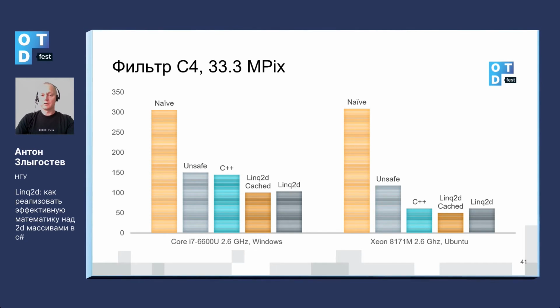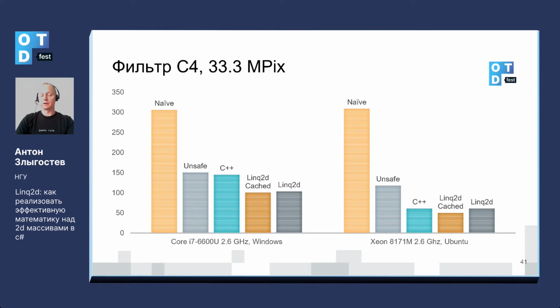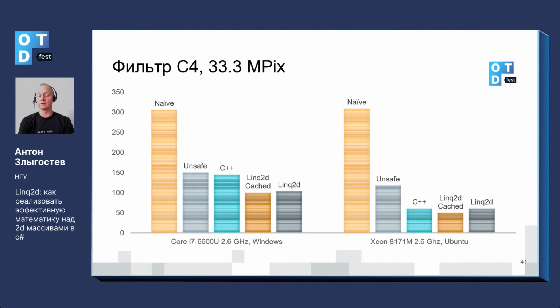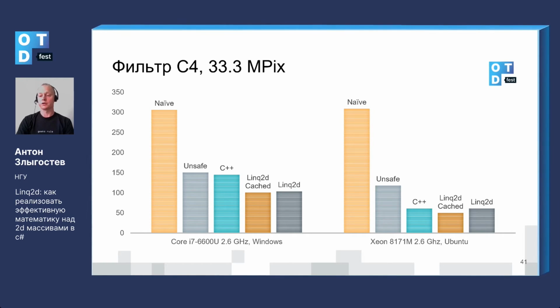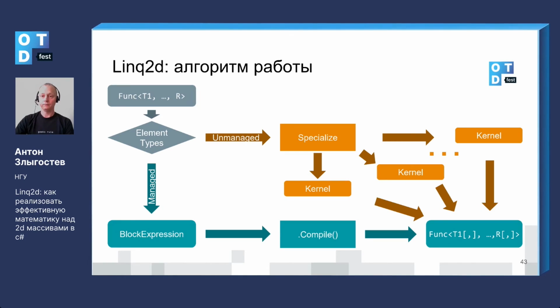So for C4, it's even better. For the same 33 megapixel picture, Linq2d wins. With Linux, it's the same as C++. C4 is quite a simple filter. It is easy to compile, and the caching does not give you a lot of results in this sense. But this is comparable with the compilers of the enterprise class. On Windows, we just compiled with the C++ compiler and in Linux GCC.